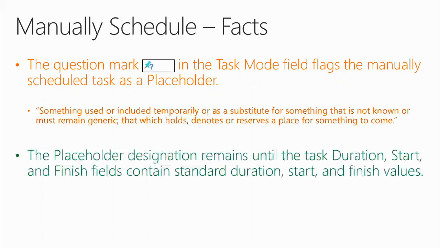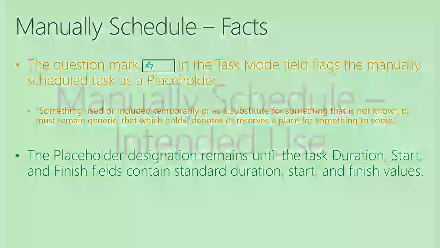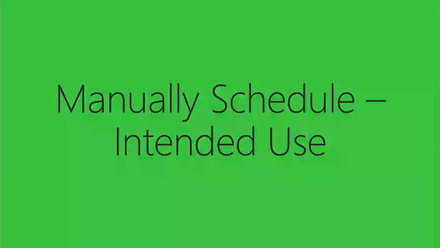Temporary. The placeholder designation, Terry, remains until the task duration, start, and finish fields contain standard duration, start, and finish values. These are all really important points. All right? So now, we've been introduced to this. Auto-schedule automatically displays. Manually scheduled does not.